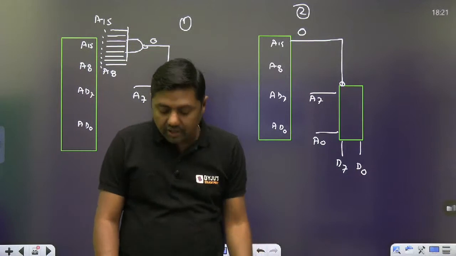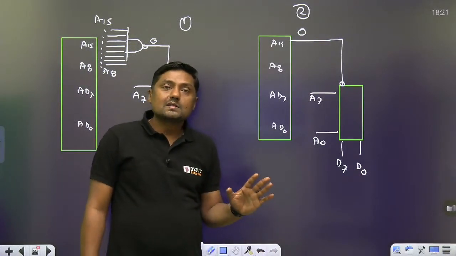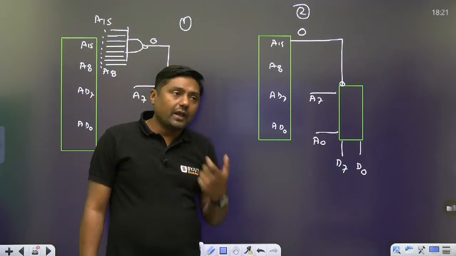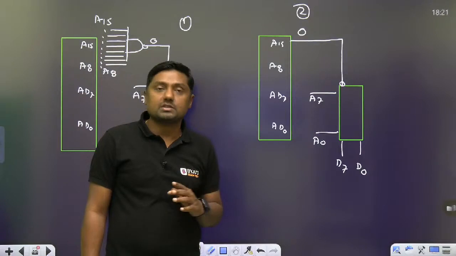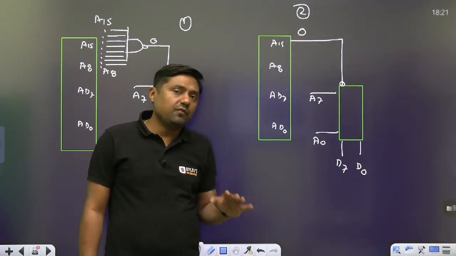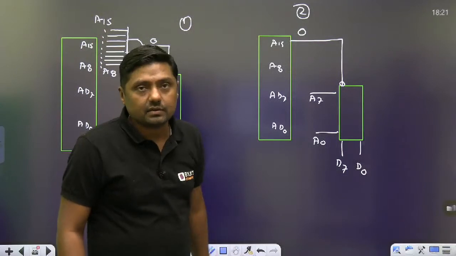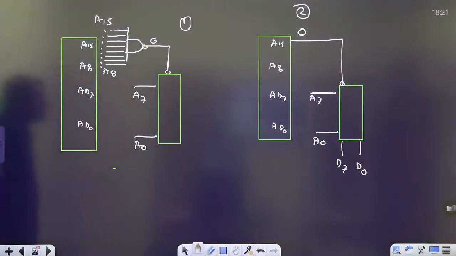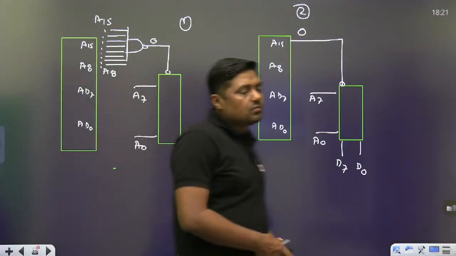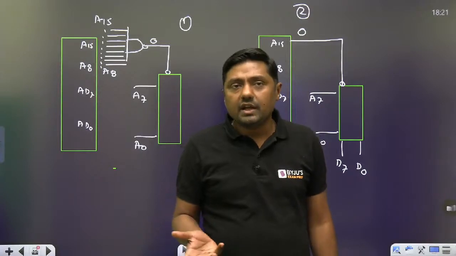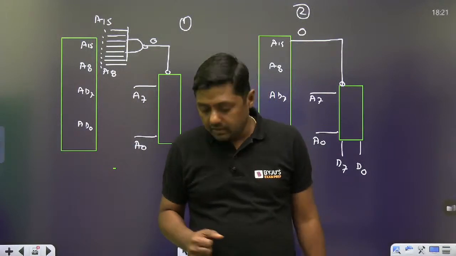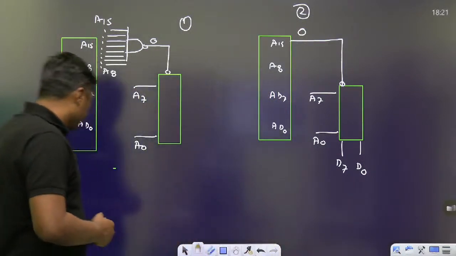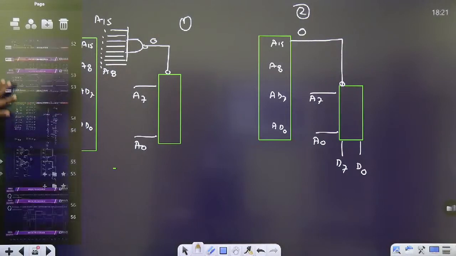I think now this is clear. So partial decoding means when all the address lines are not defined, then that type of addressing is called partial. If all the 16 address lines are defined, then it is called absolute addressing. This is the partial, this is the absolute addressing. So this type of question, assertion or reason, which points are correct regarding that? They will ask this type, 1, 2, 3, 4, 5, 6 statements. Which statements are correct? Now, I think you got the idea how to find the range and so on.